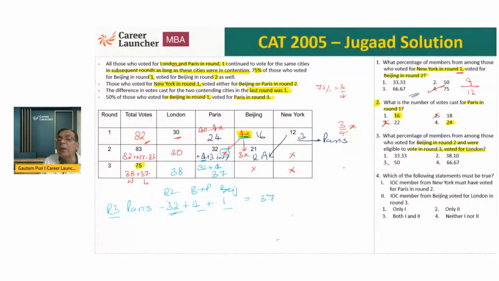What percentage of members among those who voted for Beijing in round 2 and were eligible to vote in round 3 voted for London? How many voters will not be eligible to vote in round 3? These 9. These 9 voted for New York in round 1 and voted for Beijing in round 2, so they are not eligible. So out of 21 voters of round 2, how many are eligible? 21 minus 9 equal to 12 voters are eligible to vote in round 3.